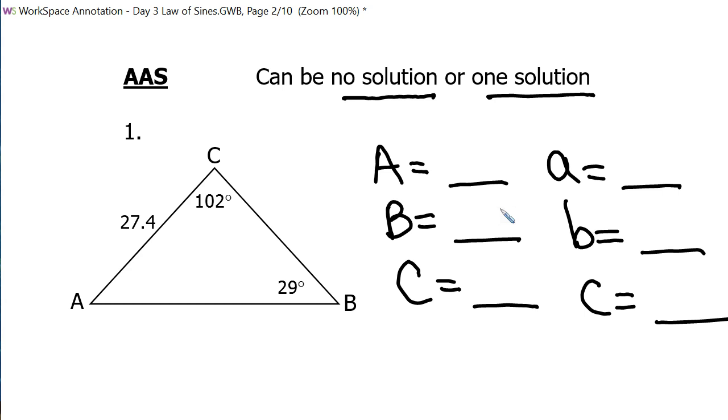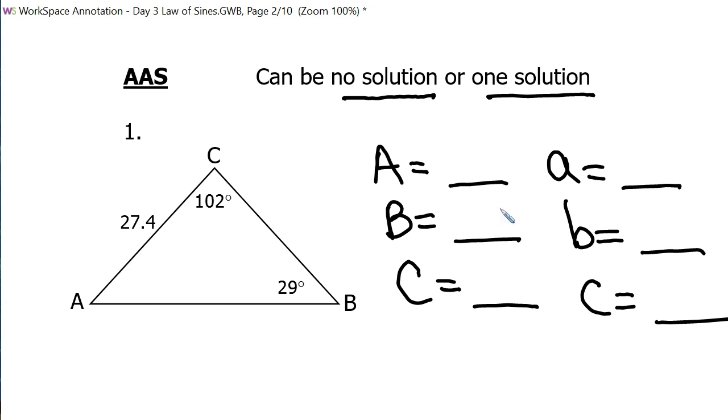You need to solve for all three sides and all three angles. Now, is this a right triangle? No, this is called an oblique triangle. It does not have a right angle. So since it does not have a right angle, you cannot use SOHCAHTOA. That is only for right triangles. And you cannot use the Pythagorean theorem because that is only for right triangles.